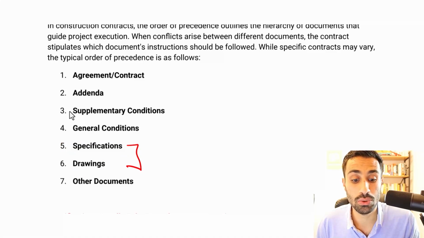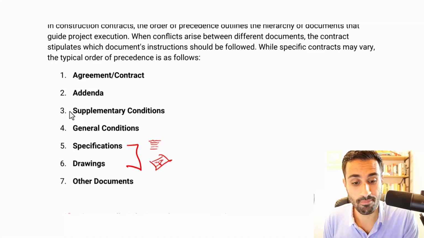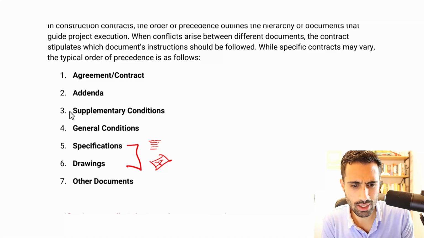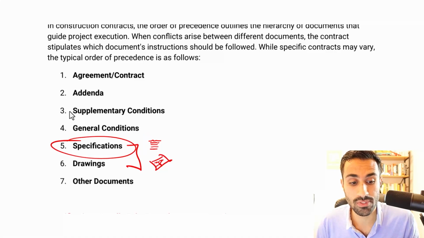If there is an issue, let's say on the drawing plan, we have some stuff here and we have images, the layout dimensions, but the specifications say something else in writing that does relate to the drawing, but there's a conflict. Okay, the drawings have this dimension, but the specifications say this. It's the specifications that rule. We would go with the specifications.